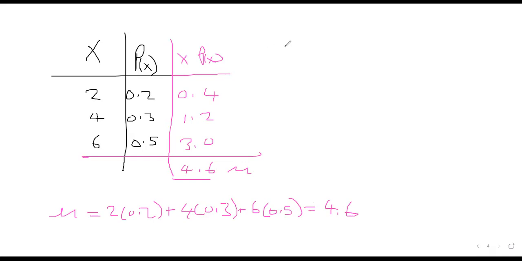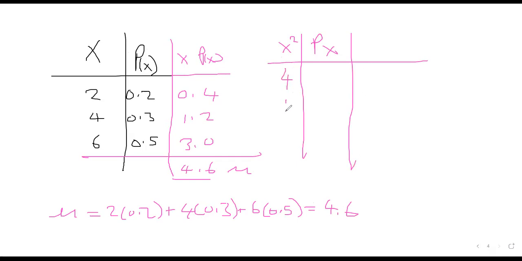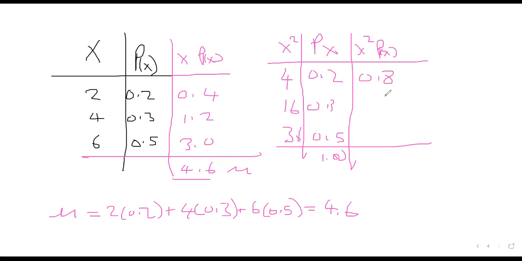Then you can square the values of x against the probabilities of x for the variance. So here we have 4, 16, and 36. Probabilities, just maintain them as they are. Make sure that the probabilities add up to 1. So x squared times p(x): 0.8, 4.8, 18.0. When you add, we get 23.6. This is called summation of x squared p(x).